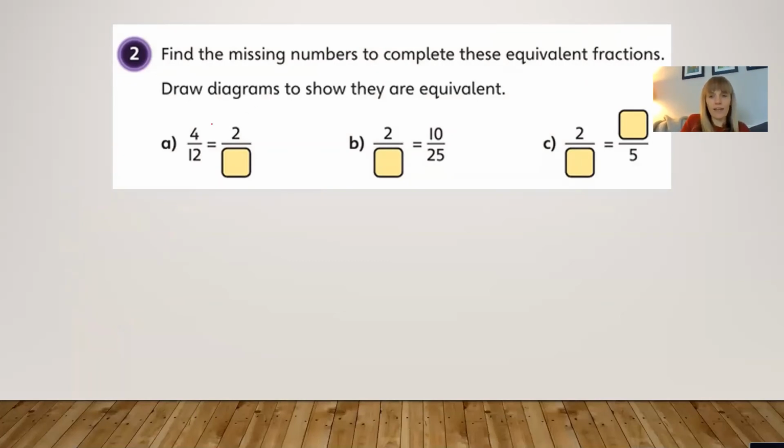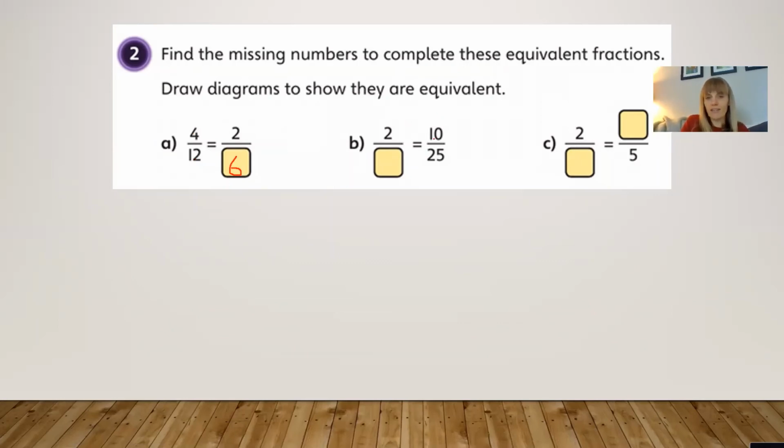So like I did on the previous slide, you can use the numbers that you're given to help you. So for part A, 4/12, you can see, well, what have I done to get from 4 to 2? It's getting smaller, so I'm obviously dividing this time. I've done 4 divided by 2. So here I would have to do 12 divided by 2, so half of 12, which is 6.